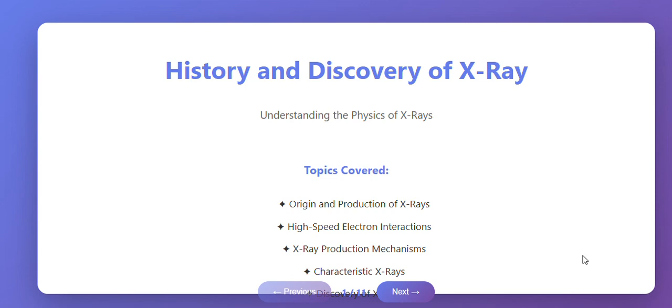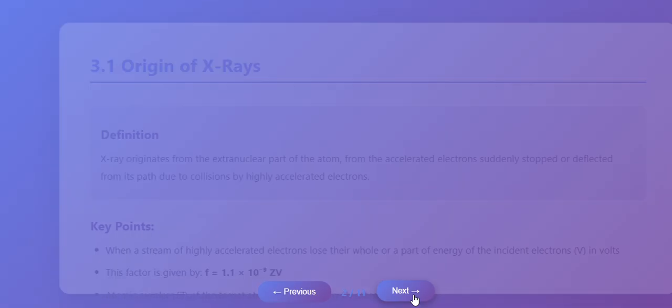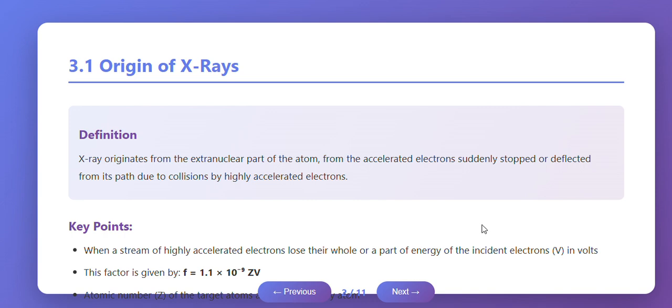Where do X-rays actually come from? X-rays originate from the extranuclear part of the atom. They're produced when accelerated electrons are suddenly stopped or deflected from their path due to collisions. When highly accelerated electrons lose their energy, whether it's their whole energy or just part of it, X-rays are generated.